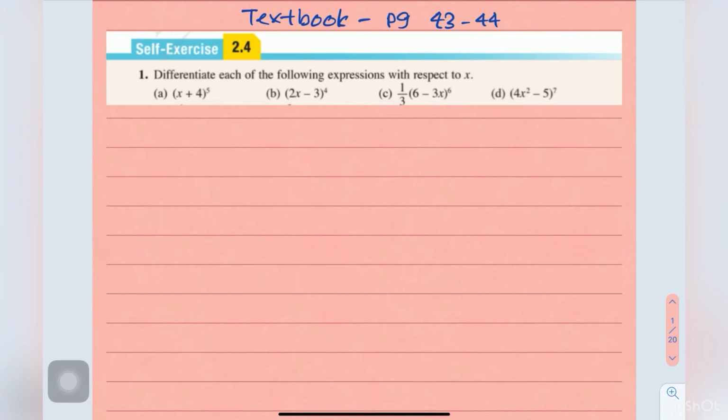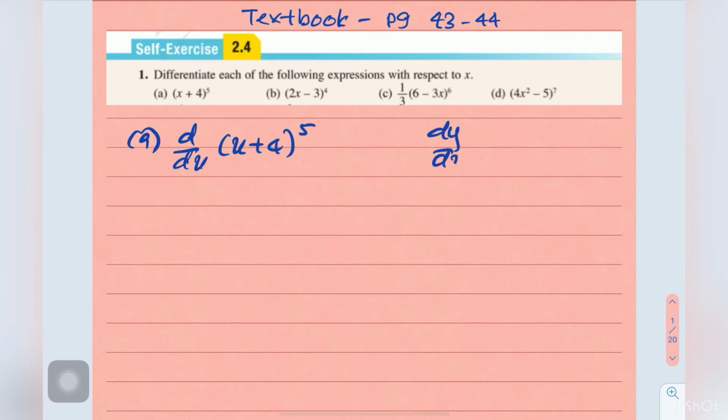Okay, question number 1A. Differentiate each of the following expressions with respect to x. We have to differentiate (x plus 4) power of 5. To solve this question, you can use the chain rule. We have dy/dx equals dy/du times du/dx. So let's say we use the chain rule.